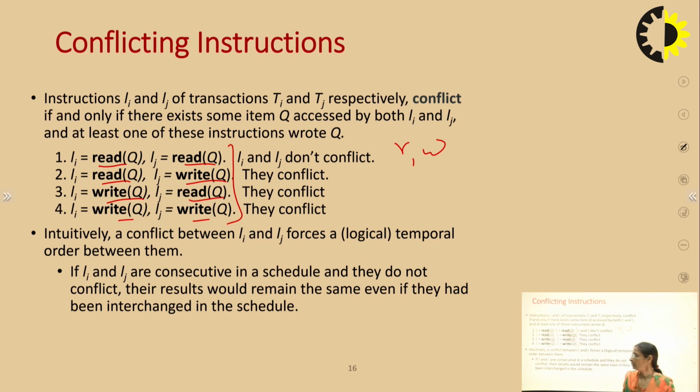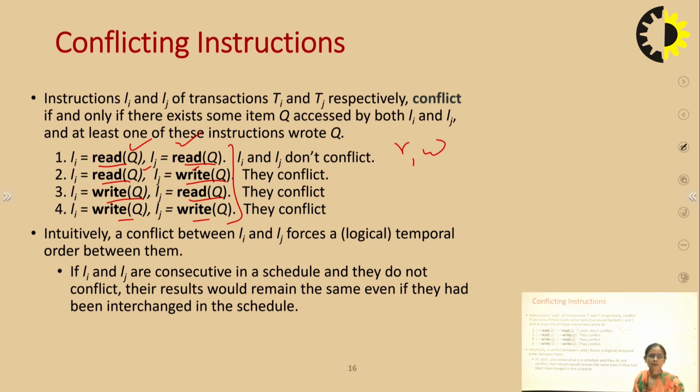If we allow both these instructions to read the data item Q simultaneously, then they will never conflict. Whereas if we allow a read Q first and a write Q later on, or write Q first and read Q later on, then they will conflict. So always remember that if you have multiple instructions and they are all reading instructions, then they never conflict. Whereas if either one of them is a write or both of them are writes, then they come under the category of conflicting instructions.